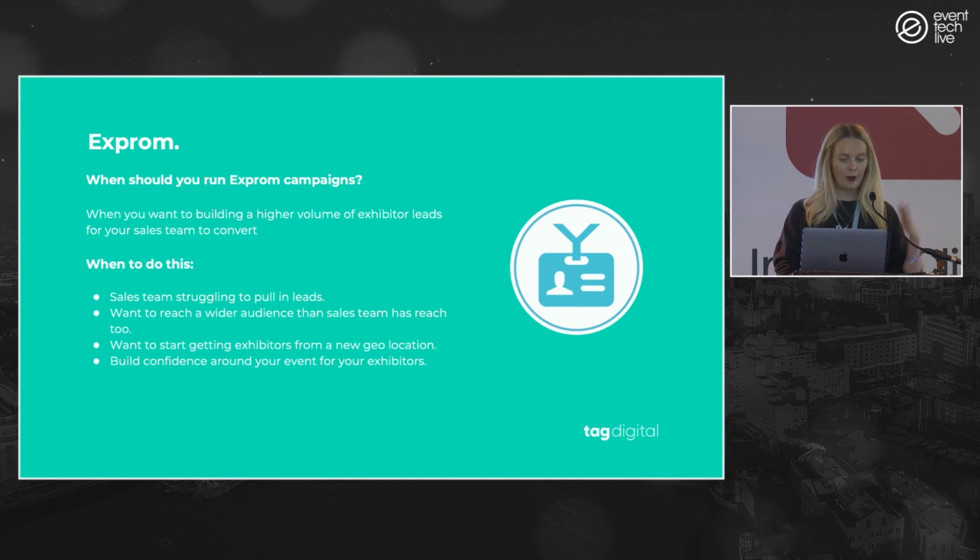XProm, you're running XProm campaigns kind of 6 to 10 months out. You're looking to build higher exhibitor leads. You're doing this to support your sales team, and I'd say this is something, in general, people come to us when they want to build visitor or attendee numbers, and once they've been working in paid media a while, they'll maybe say, I'll do some XProm campaigns. So about 20% of budgets typically go in exhibitor promotion. You want to reach a wider audience than your sales team can pull in, and maybe you've got a new geolocation or a launch event, and it's harder to build leads.